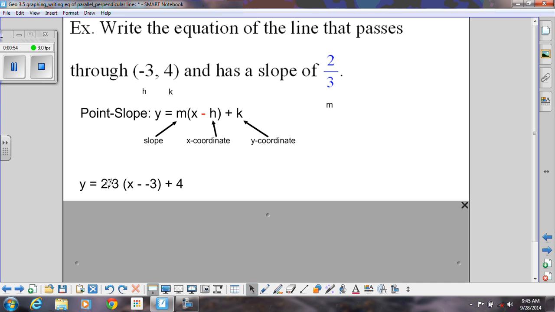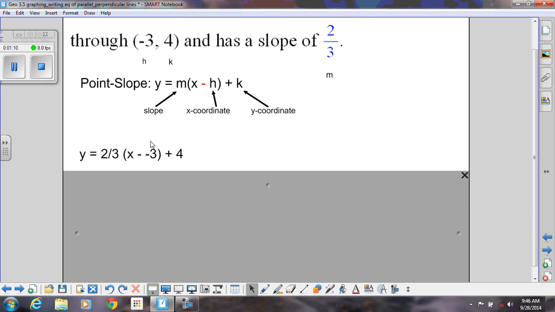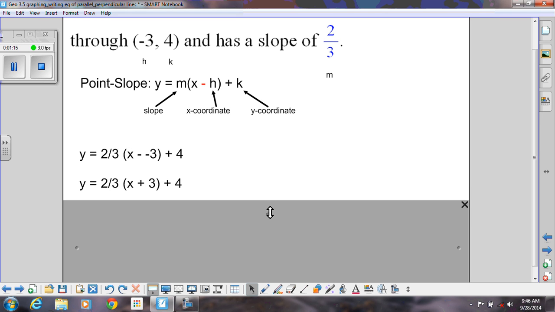y equals 2/3, that's where the slope is, that's where m is, times x minus h, so look at it, it has x minus -3, and then plus 4, that's the y coordinate, the k. I don't typically like to leave a minus and a negative in my equation, so I'm going to rewrite that as 2/3 (x plus 3). Remember, minus a negative is the same as plus a positive. And then I just brought down the plus 4.